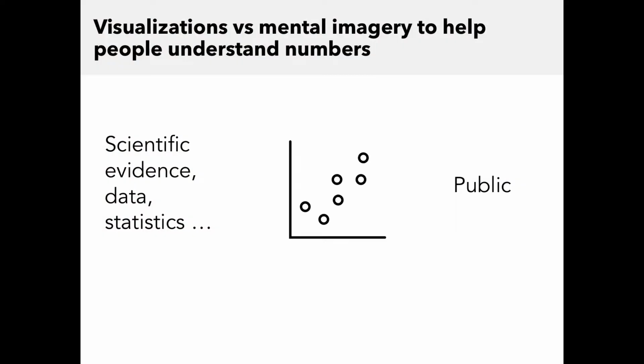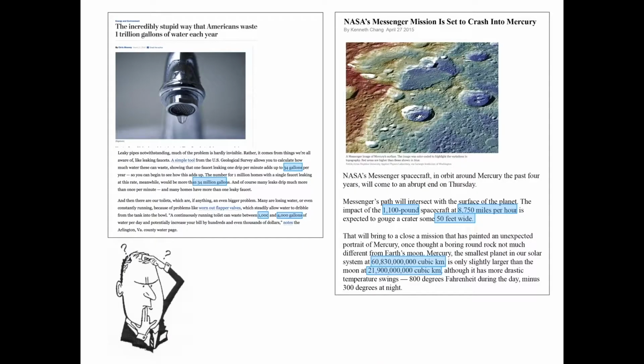So visualizations help people understand numbers, obviously, by giving them a nice representation. But another way to help people understand numbers is to give them mental imagery, and sometimes this is actually more important, or an important first step, before you visualize data. So for example, we often see physical measurements like length, height, volume, weight, etc. in news articles. And often readers struggle to understand how much these quantities actually refer to.